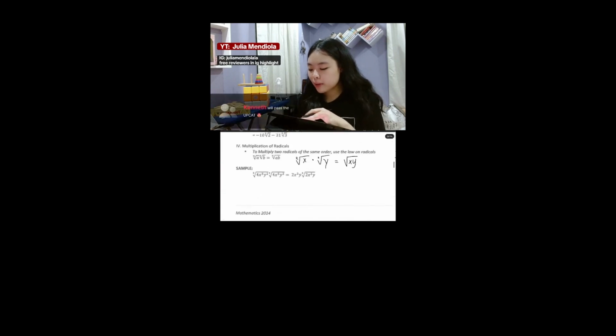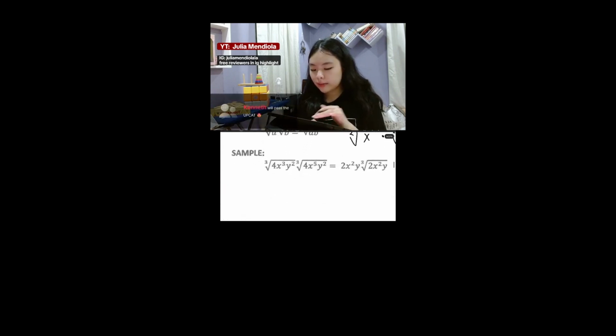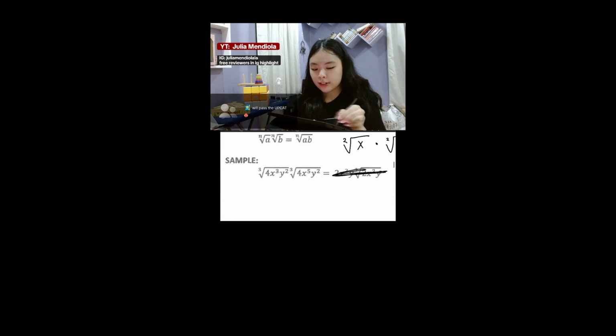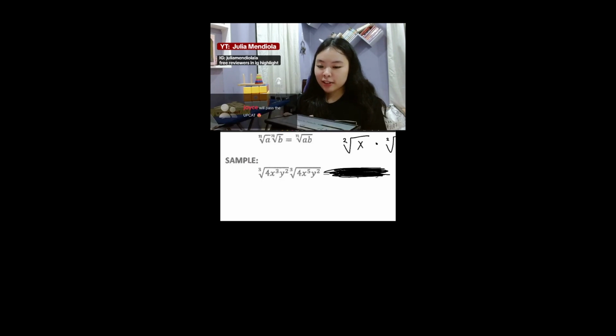For example, ito cube root, ito. I-block natin ang sagot. Pop quiz. Isulat nyo sa 1/4 right now.